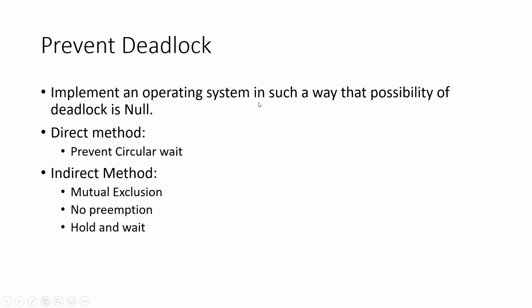So preventing a deadlock means that we implement an operating system in such a way that the possibility of deadlock is zero. There are two methods to do this, the direct and indirect method. In the direct method, we try to prevent circular wait. So we try to implement the processes in such a way that circular wait does not happen. And the indirect method is simply trying to prevent mutual exclusion, no preemption, and/or hold and wait.